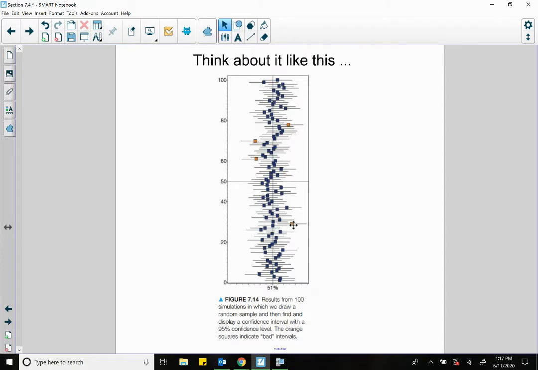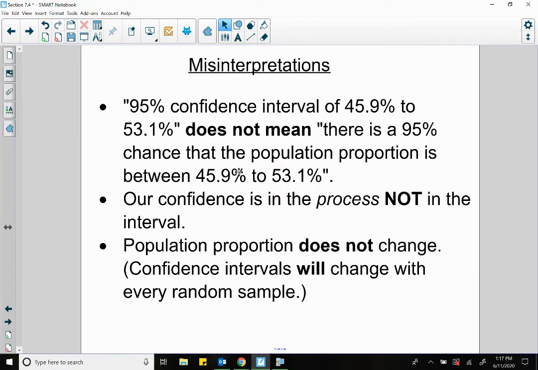4 of these did not. If I relate those to percents, because remember percents are out of 100, 95% of my intervals in here had the population proportion in it. Sorry, I said 94. 96. 4% of the time I was wrong with my interval. That's what we mean by this confidence level.